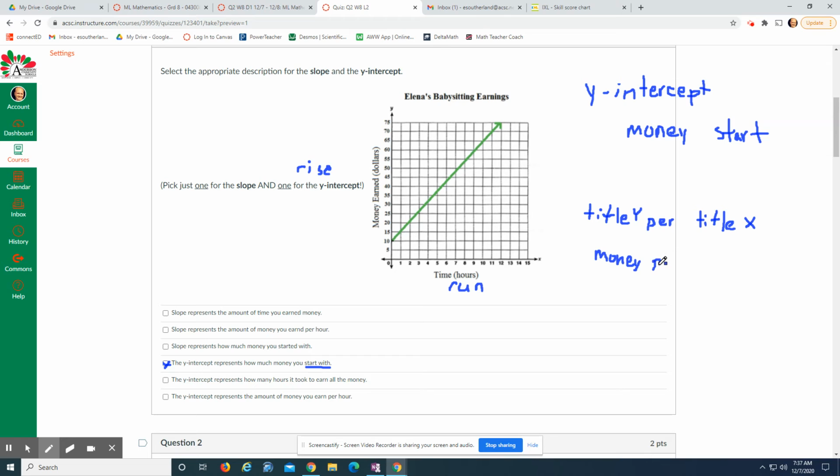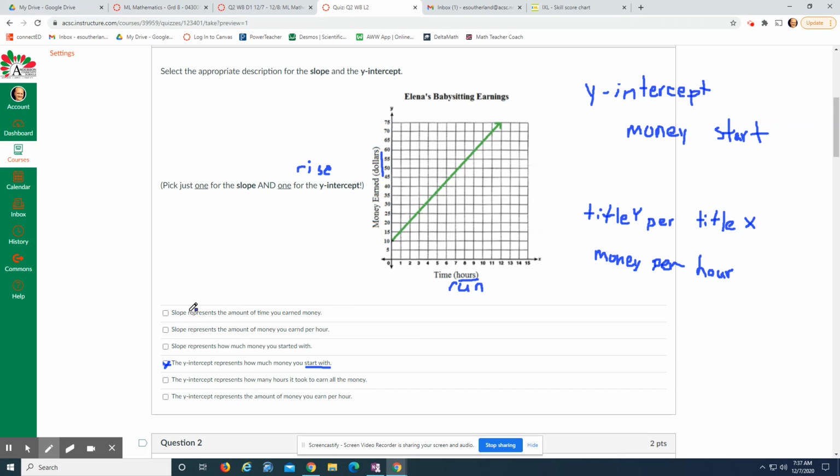per hour. Now, what you got to be careful with is sometimes they try to trick you up and they give you two titles. So like this one says dollars and then it says hours. So it literally means dollars per hour.